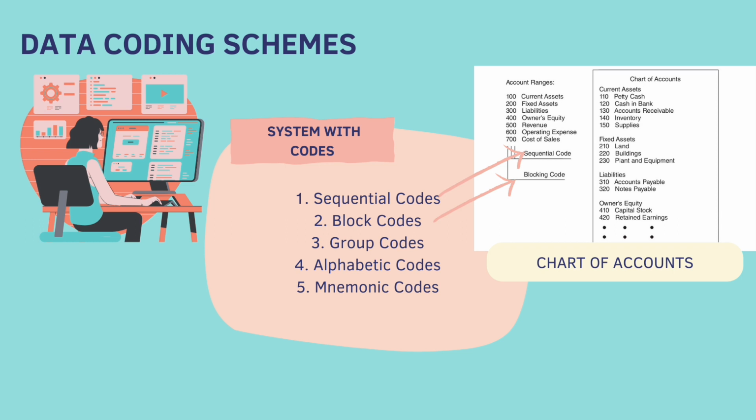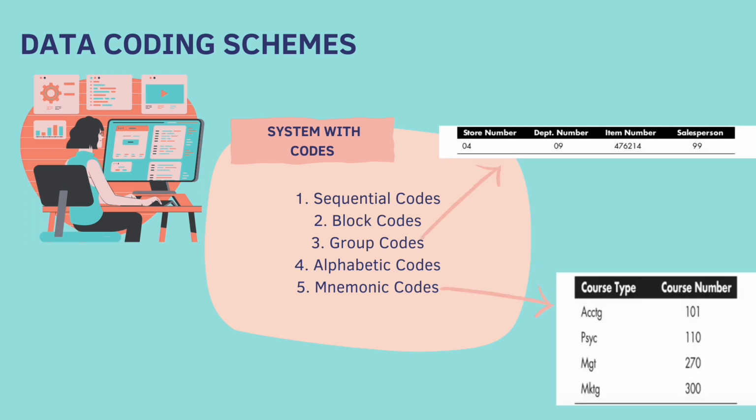We have blocking codes. Ito naman yung first digit which is yung 1, 2 hanggang 7. So for example, yung 1, lahat yan is related sa current asset. Wala kang makikitang current liabilities kasi lahat yon current asset. Yan yung tinatawag nating blocking.